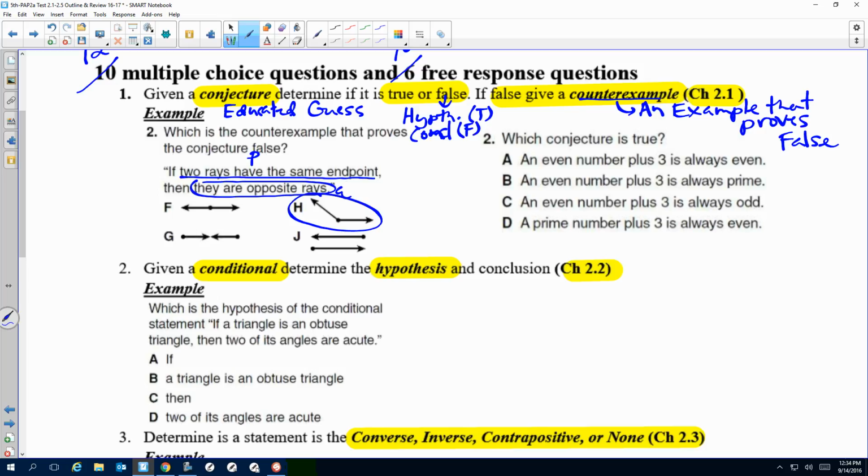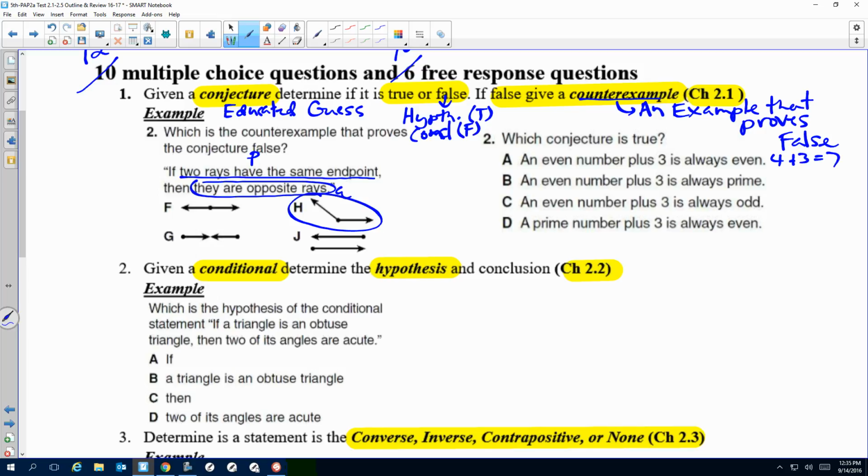Okay? Which conjecture is true? So you have to read each one. You might need to test it. That's the best way to determine if it's true or false, is to test the conjecture. So A says an even number plus 3 is always even. Yeah, that's false. I can test it. Even number 4 plus 3, that's 7.